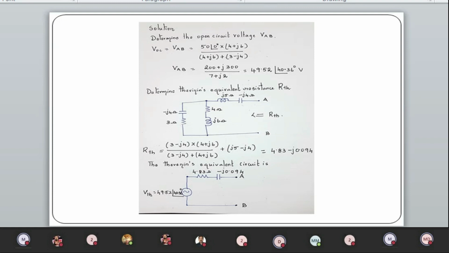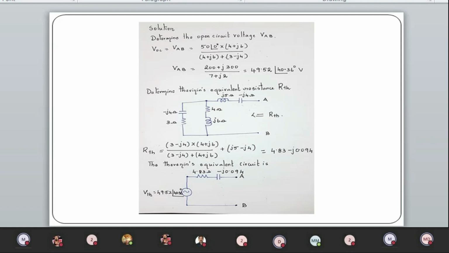Here our process is still easy. I'm going to apply the voltage division rule. To find the voltage across any impedance, V into Z1 divided by Z1 plus Z2 gives you V1. If I want to find it across the second impedance, V into Z2 divided by Z1 plus Z2. This is something like the dual of the current division rule. So if I want VAB, I can multiply 50 into (4 plus J6) divided by (4 plus J6 plus 3 minus J4).